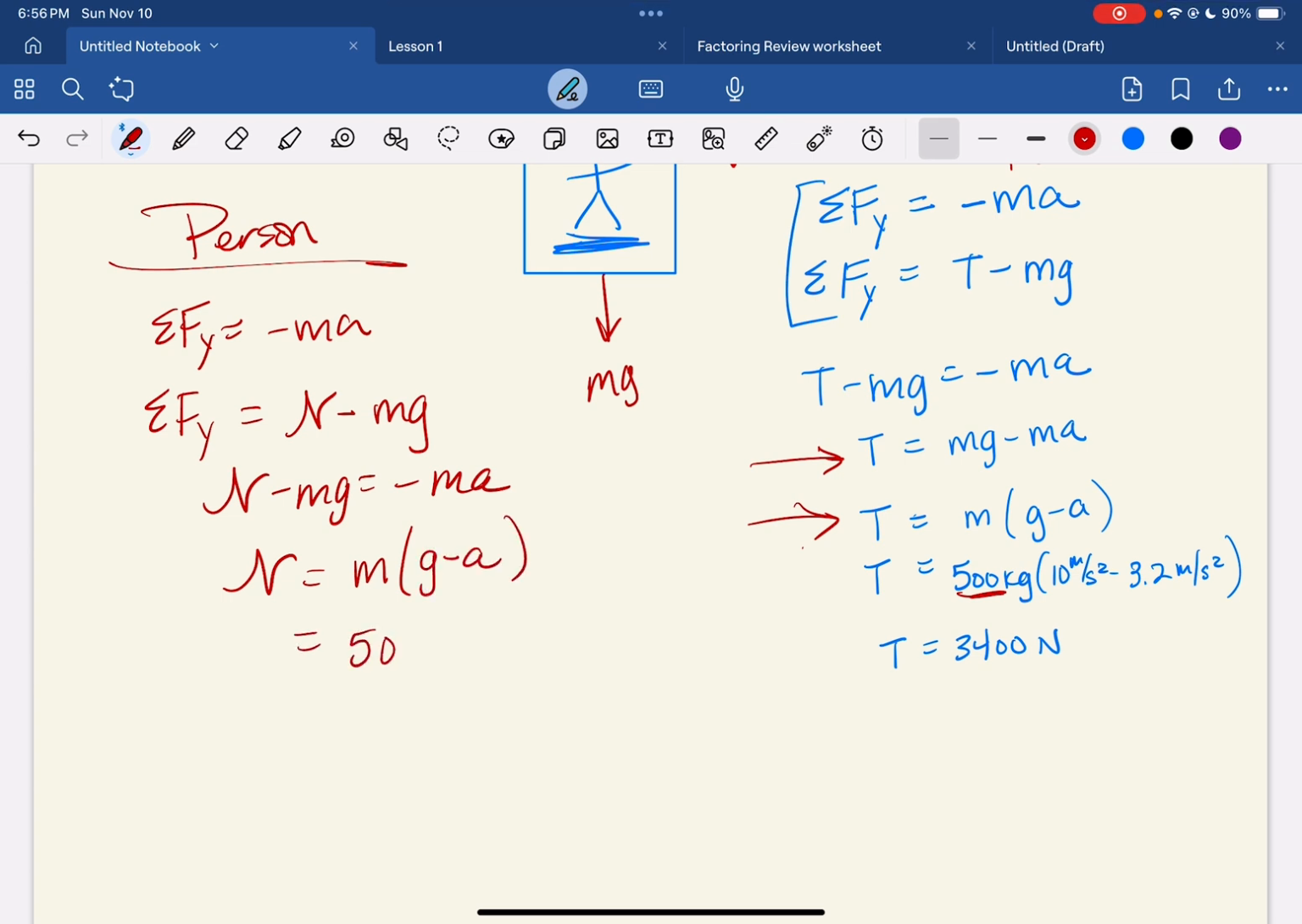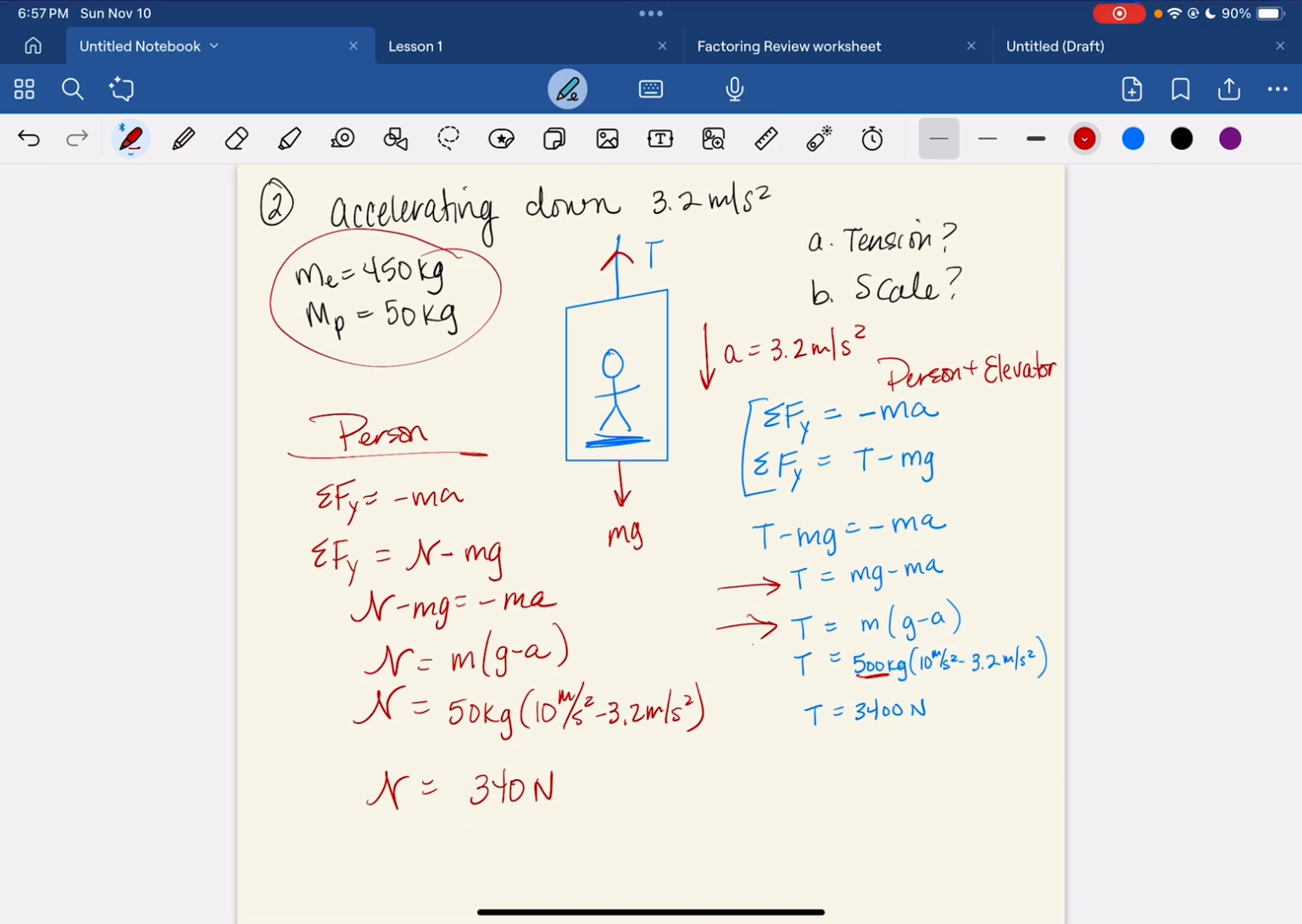So that would be 50 kilograms times 10 meters per second squared minus 3.2 meters per second squared. Now notice that my 50 kilograms is just 10% of that 500. So I would anticipate 340 newtons. Let me just put it in the calculator to verify. So 50 times 6.8, yep, 340 newtons. So 340 newtons and 3,400 newtons.